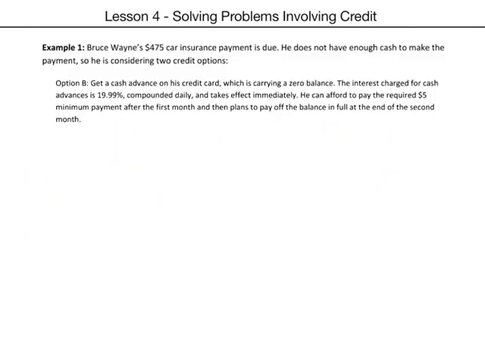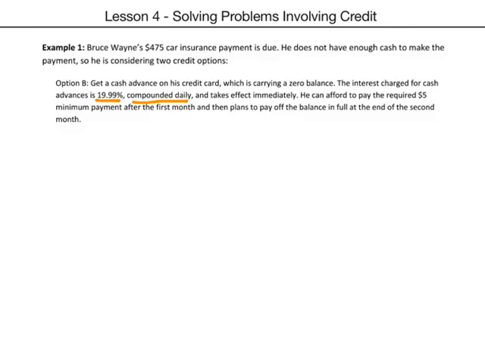All right, option B is to get a cash advance on his credit card which is carrying a zero balance. The interest charged for cash advances is 19.99% compounded daily and takes effect immediately. What you need to know about cash advances on a credit card is that unlike other things you purchase on the credit card, where you do have 1 month to pay it interest free, with a cash advance you always have to pay interest no matter what.